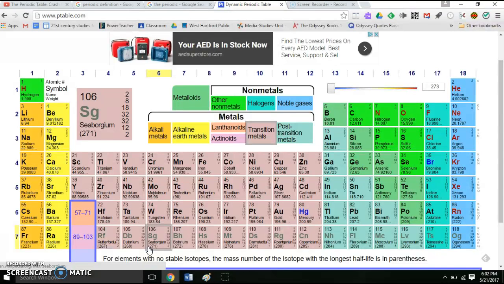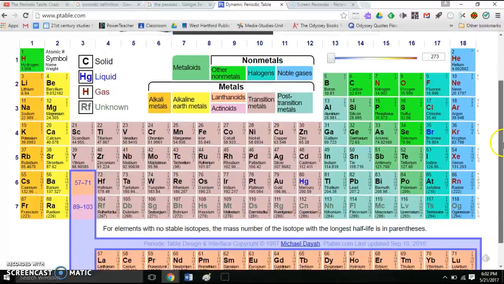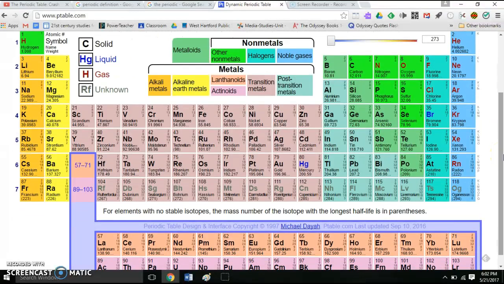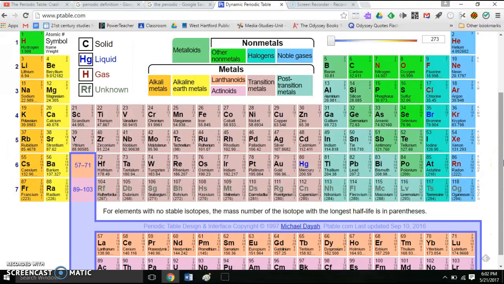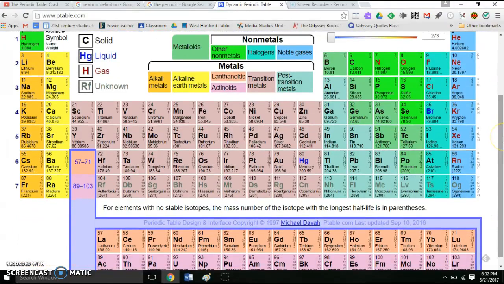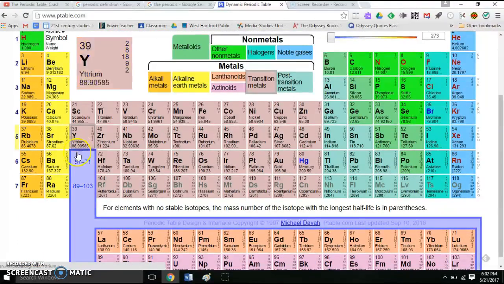So this whole table here displays all of the elements that are discovered. And there actually is more for the elements that are not stable isotopes. The mass number of isotopes with the longest half-life is in parentheses. So let's take a look here. I believe this one doesn't show it, but usually in the corner here they would show a radiation sign, which means the element contains radiation, which is kind of cool.